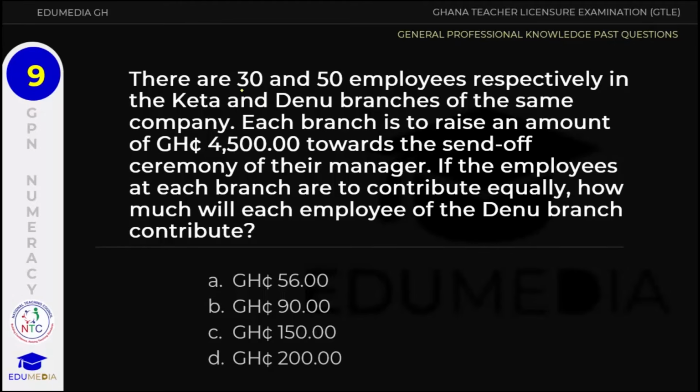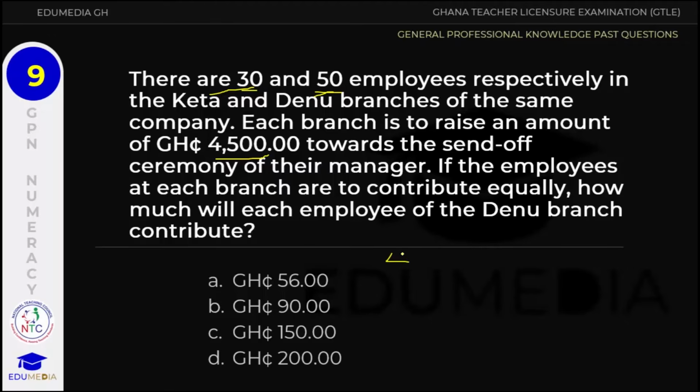So this question is telling us that 30 and 50, so 30 is for Keta branch and 50 is for Denu branch. These people are supposed to contribute an amount of money, and each of the branches, Keta and Denu, is supposed to realize 4,500 Ghana cedis. And each of the employees is supposed to contribute towards this 4,500 cedis equally. No one is going to contribute more than the other. And the question is asking us how much will each employee at the Denu branch contribute.